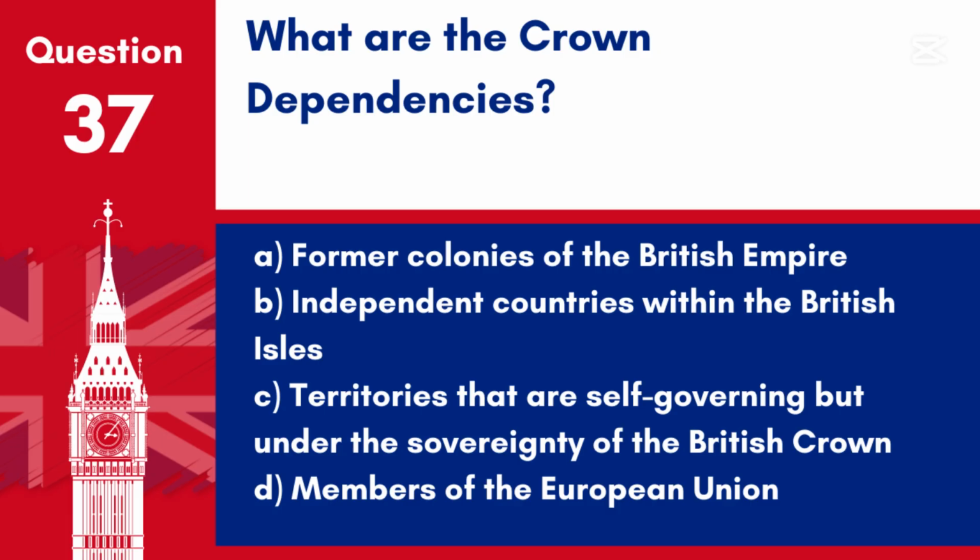Answer. C. Territories that are self-governing but under the sovereignty of the British Crown. The Crown dependencies include the Isle of Man and the Channel Islands, which are not part of the UK but rely on it for defence and international representation.